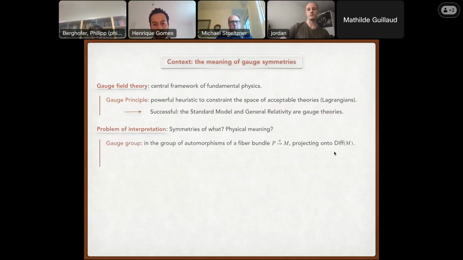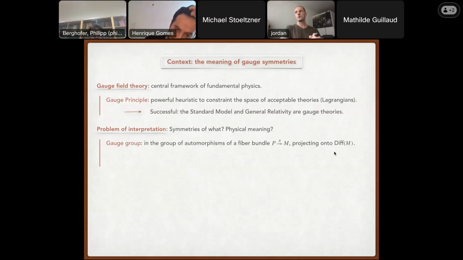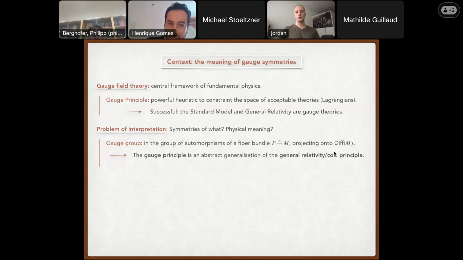So I suppose most of you already know what a fiber bundle is. Basically, if M is your spacetime, quote unquote spacetime, a fiber bundle is something that will enrich the structure of spacetime by giving an internal structure to each point of the spacetime, right? Over each point of spacetime, there is a fiber, and this is where the richness of gauge field theory comes from. And those automorphisms project into the diffeomorphisms of the spacetime manifold, of the base manifold M. So the gauge principle, from the geometric point of view, is an abstract generalization of the general relativity principle, or general covariance principle.